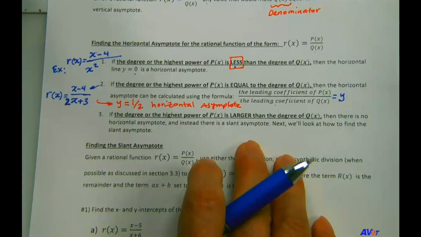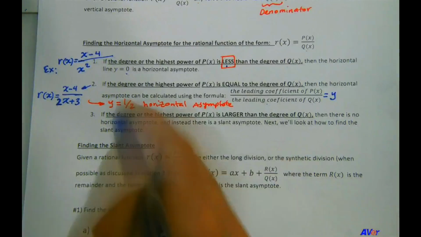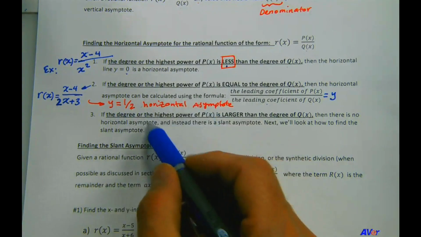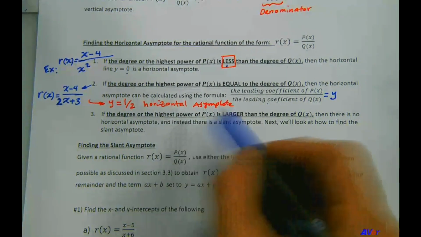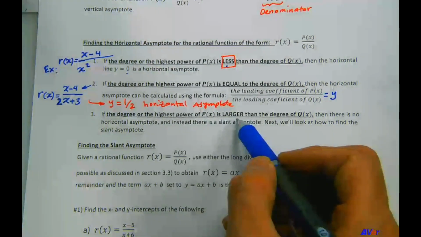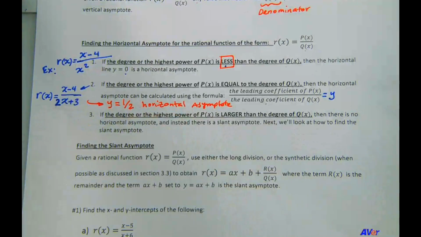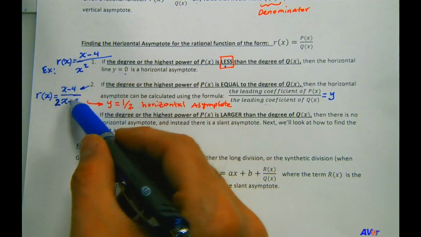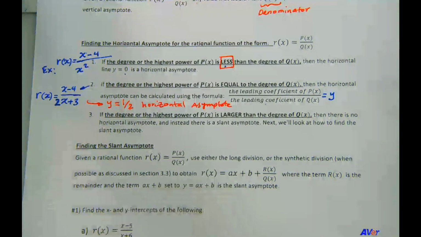Okay, so then the third case is that if the degree or the highest power of p of x is larger, let's graph this. We graphed that one. Let's graph this on the computer before we move to case 3. Okay, let's do that.